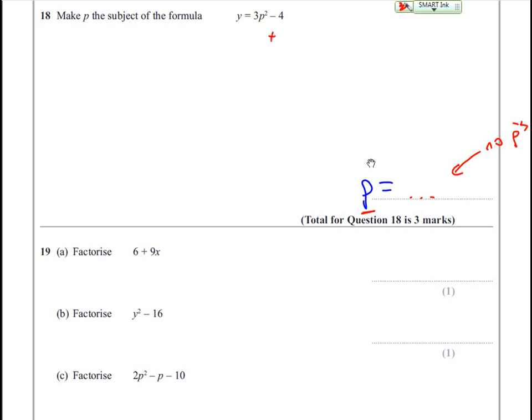Let's add 4 to both sides, just like we were solving the equation for P, but we're going to leave letters in there. So we get y add 4 equals 3p squared. We now divide by 3. We're aiming to get P on its own, remember.